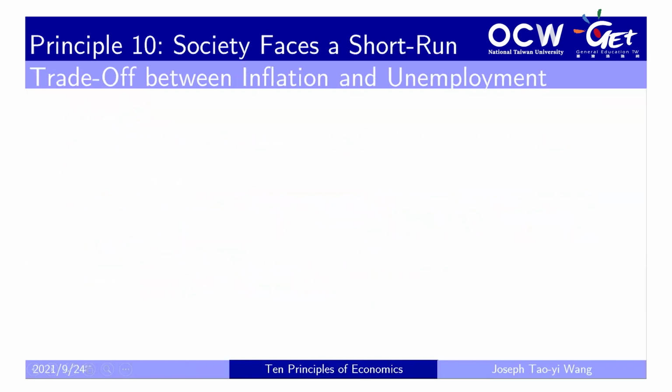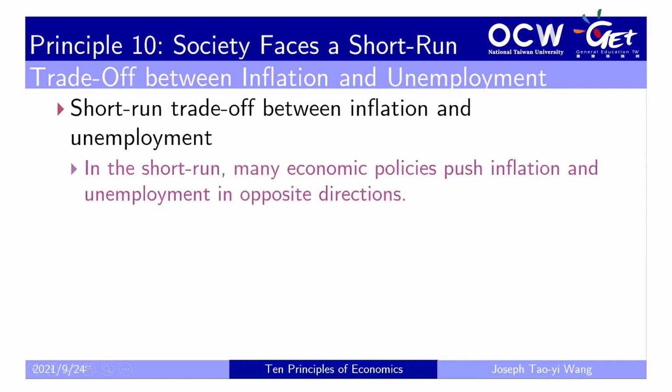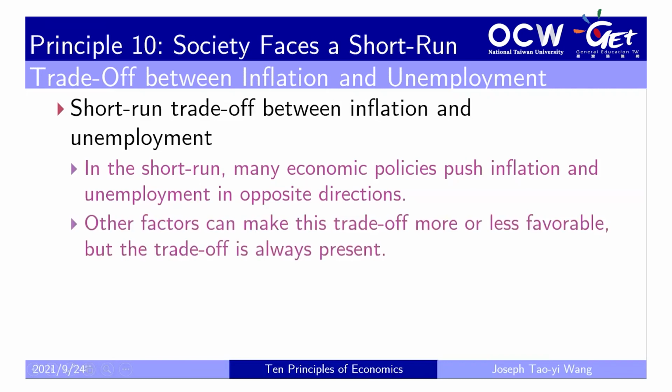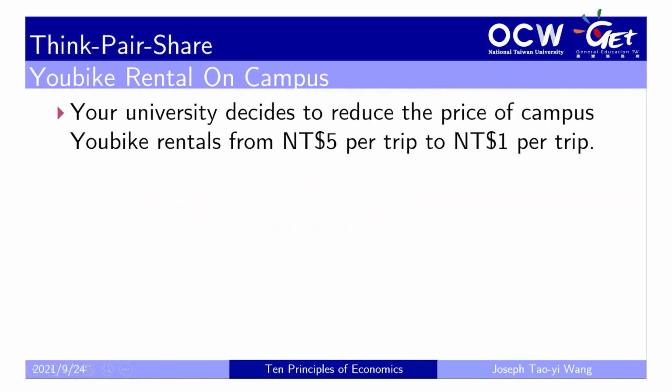Principle number 10: society faces a short-run trade-off between inflation and unemployment. In the short run, different economic policies that we'll talk about in the spring push inflation and unemployment in opposite directions. There are other factors that make this trade-off more or less severe, but there's always this trade-off. Okay, now, to conclude this chapter, let's think about a real-world scenario.